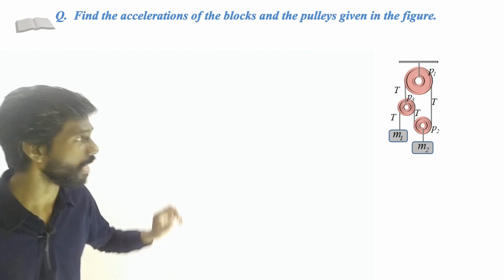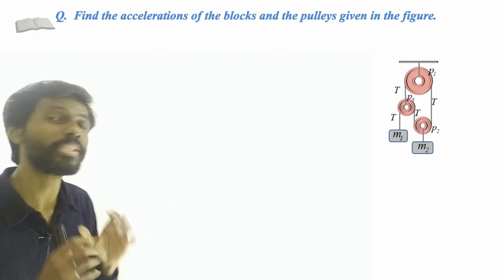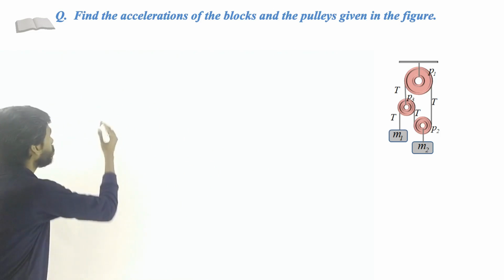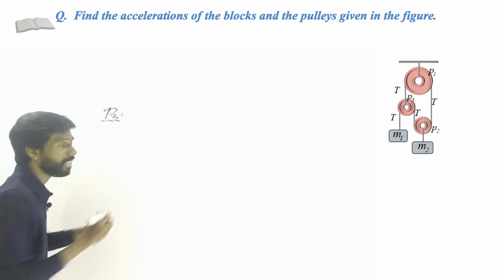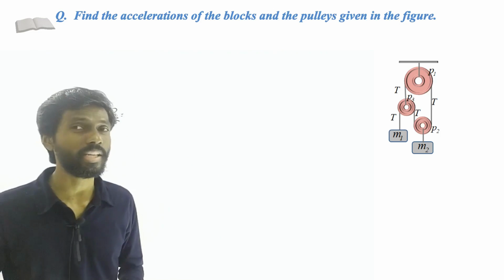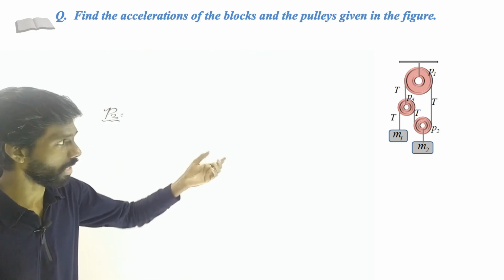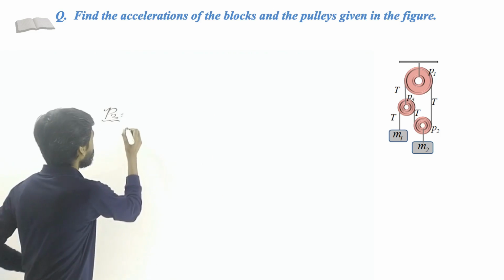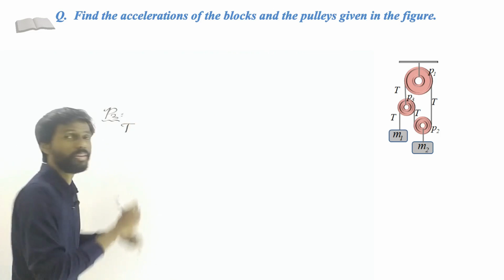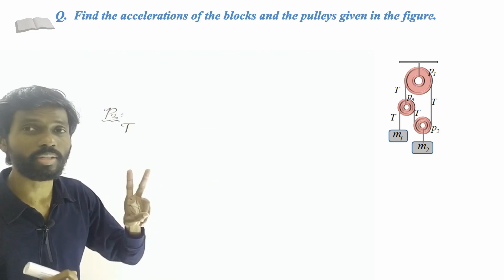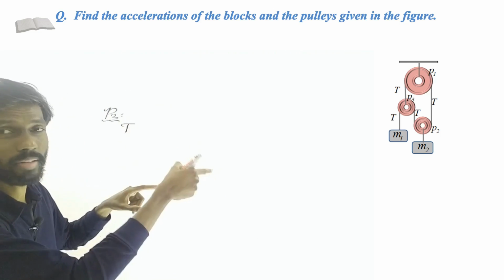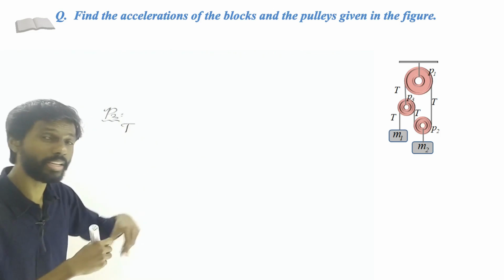So let us consider the pulley P3. What are the forces acting on this pulley P3? The force acting on the pulley P3 in the upward direction is the tension on the string, that is T. So T is in the upward direction. And what about the downward direction? T plus T, 2T, this side of the string and that part of the string. So 2T is the tension in the downward direction.